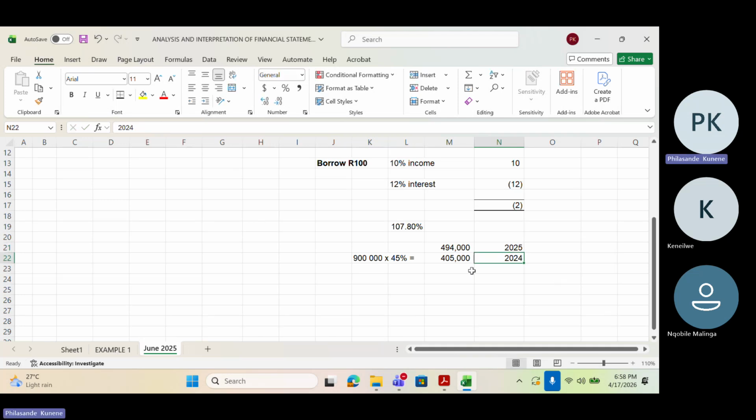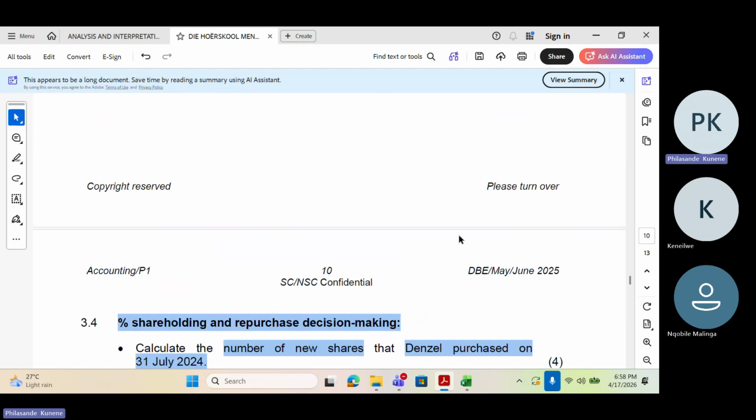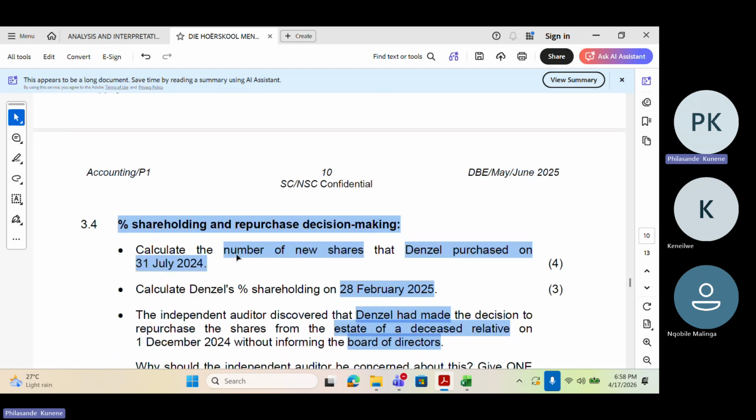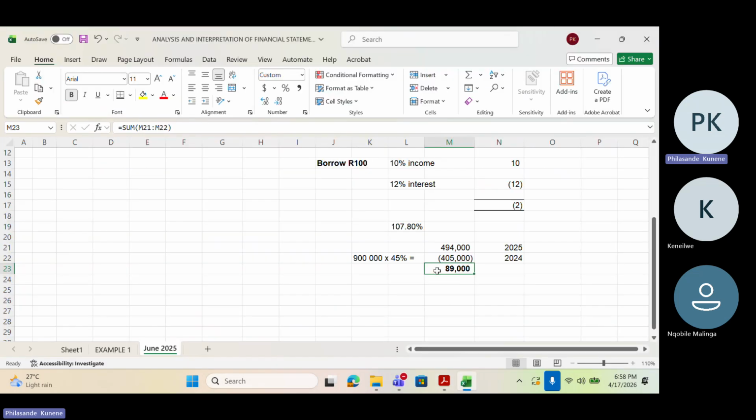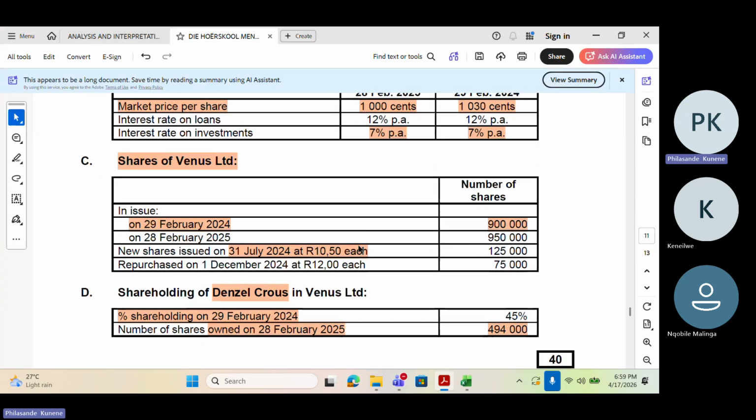this guy purchased more shares. He's owning more than the shares that he was owning. So how many shares did he buy? He bought 89,000 more, right? There was a question asking us to calculate the number of new shares that Denzel purchased on 31 July 2024, which is 89,000 extra shares, because you're looking at 494 minus 405, and then you get the shares that were purchased.